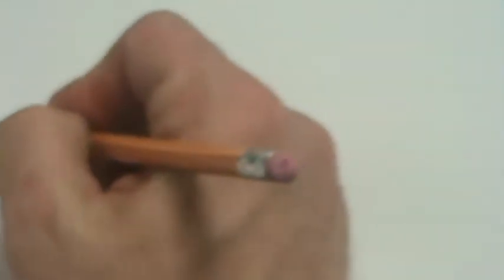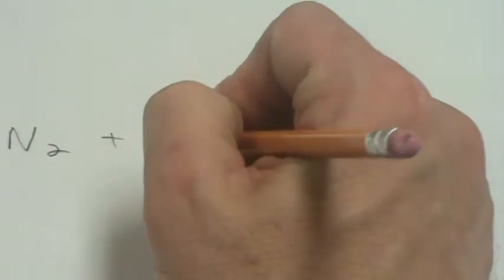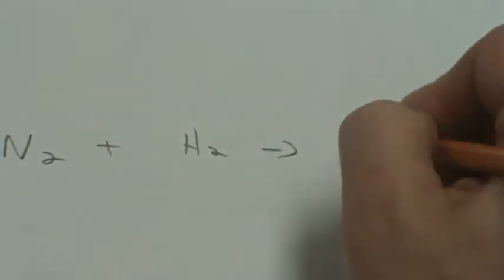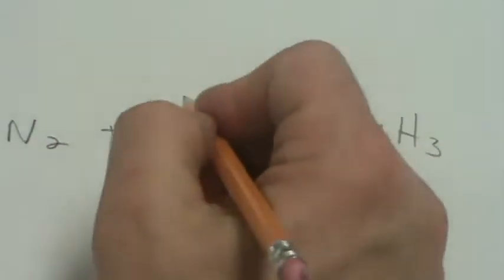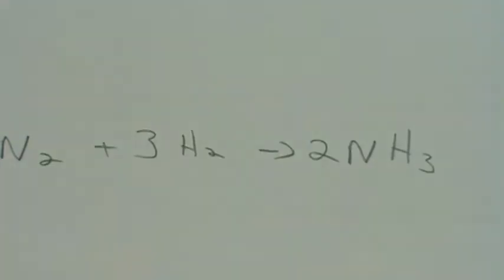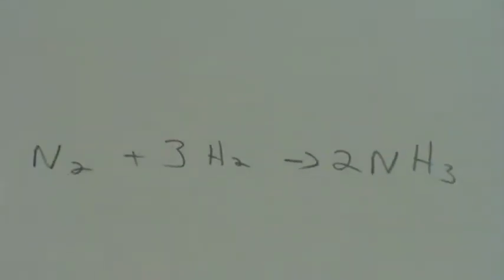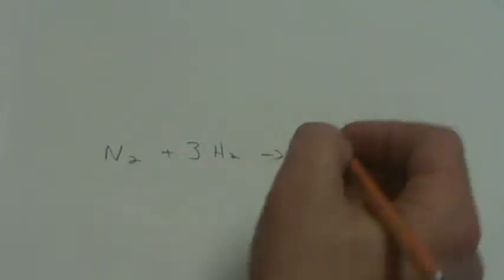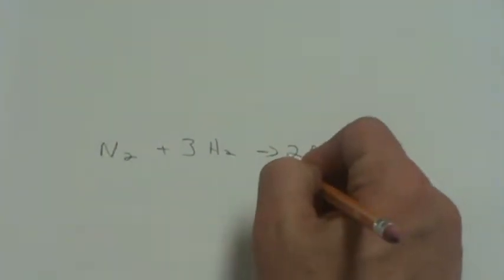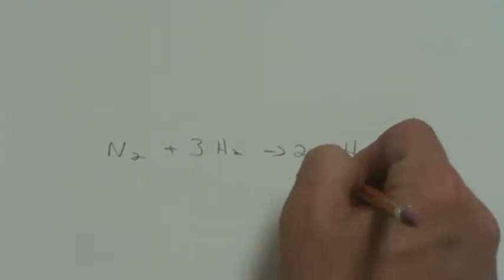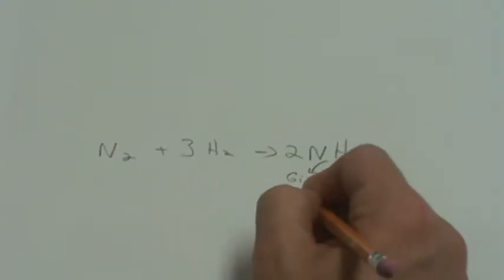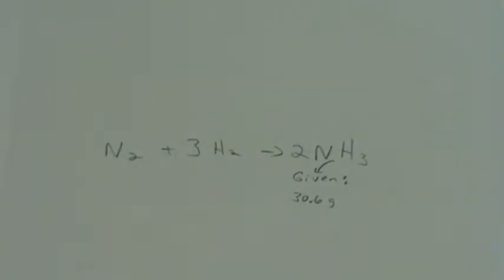So it's N2 plus H2 yields NH3. And to balance that real quickly, it's a 3 and a 2 there. I'm going to move that over just a little bit, pan out just a little bit because I'm writing a little larger for you. So you can see that. Okay? And it says we have 30.6 grams of ammonia. So again, I like to put, here's my given, 30.6 grams. This could be a step in the up, over, and down method as well.